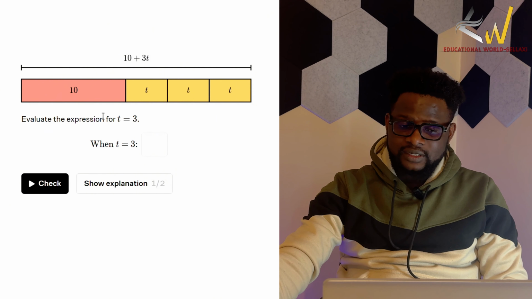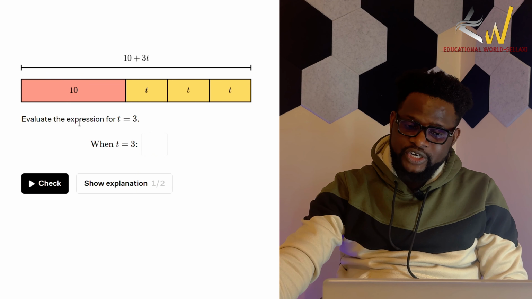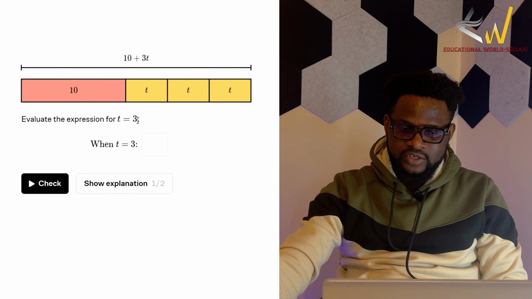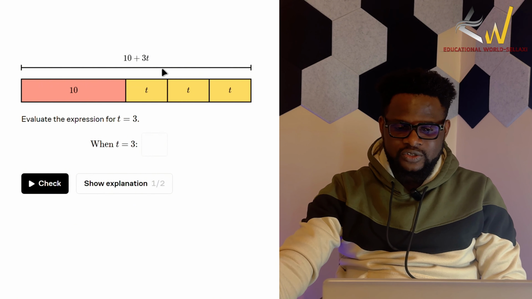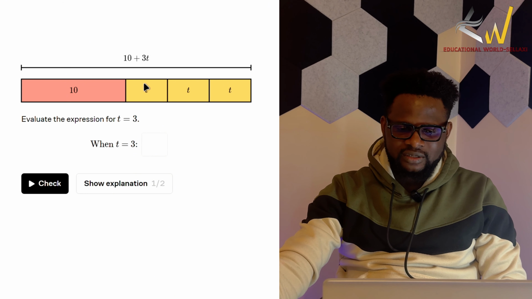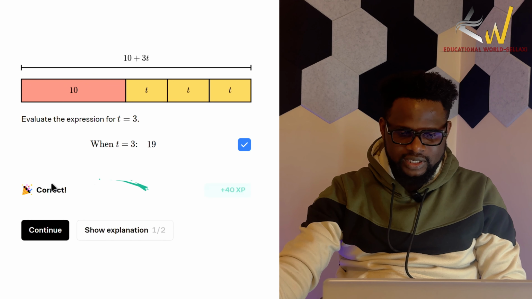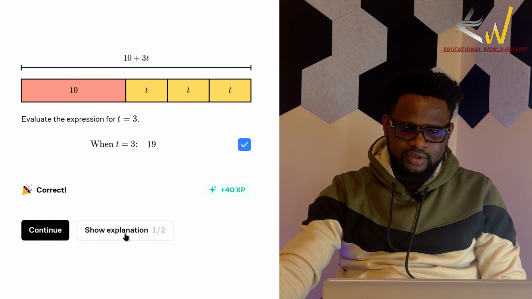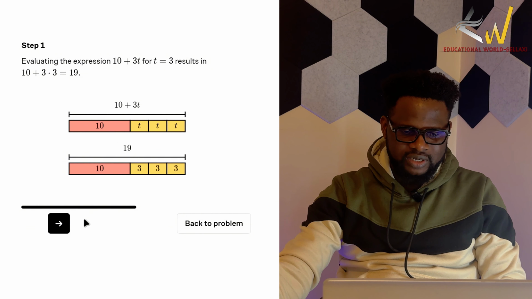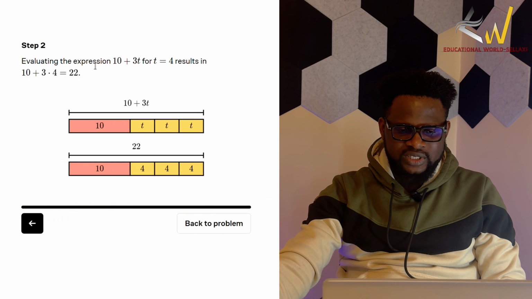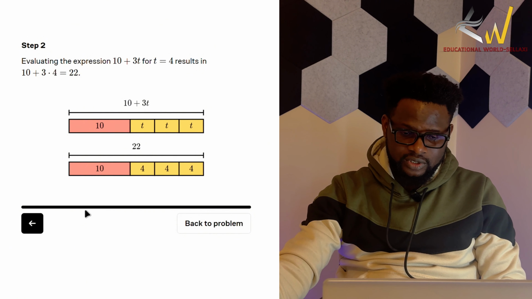So evaluate the expression for t when it equals 3. So this is 10 plus 3t. When the value of t is 3, we have 3, 3, 3. 3 plus 3 plus 3 will give us 9. 9 plus 10 will give us 19. And that's correct. See, the explanation is simple, just like we've said so far. So this is 3 plus 3 plus 3. If we are to evaluate it when t equals 4, it becomes 4 plus 4 plus 4. 4 times 3 is 12. 12 plus 10 is 22. And that is that.